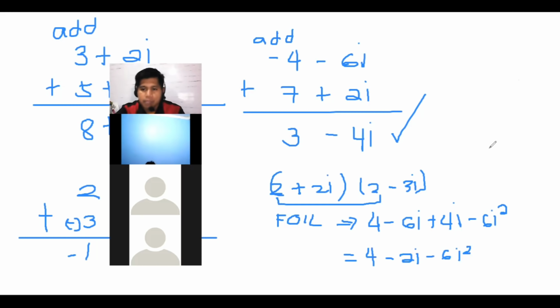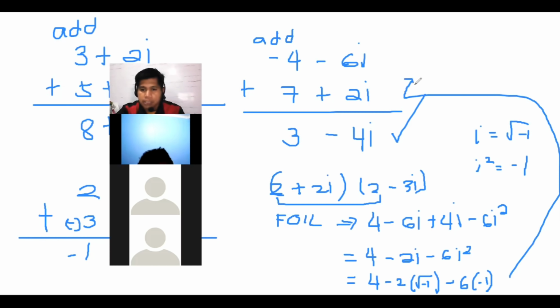But we have to remember that your i is equal to square root of negative 1 and your i squared is equal to negative 1. Right? So that is 4. So negative 2 times your i, which is square root of negative 1, minus 6, and then your i squared is negative 1. So now let's simplify it further. Okay, so that is 4 minus 2 square root of negative 1.